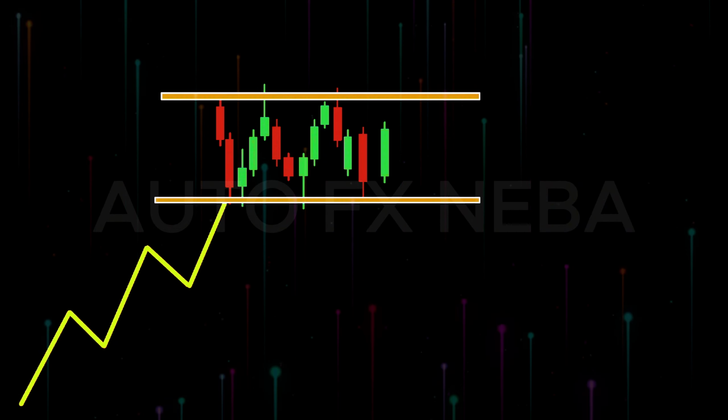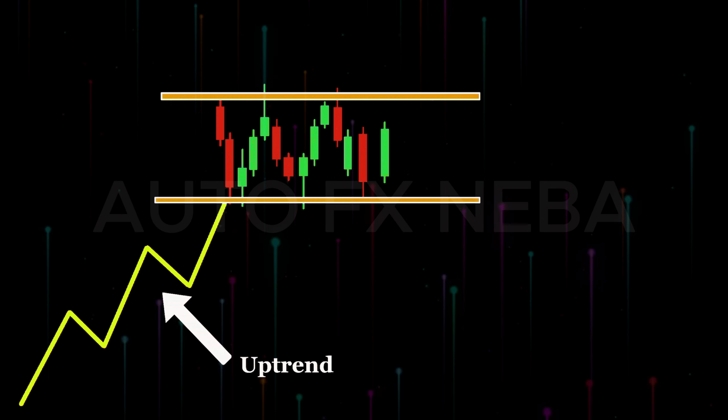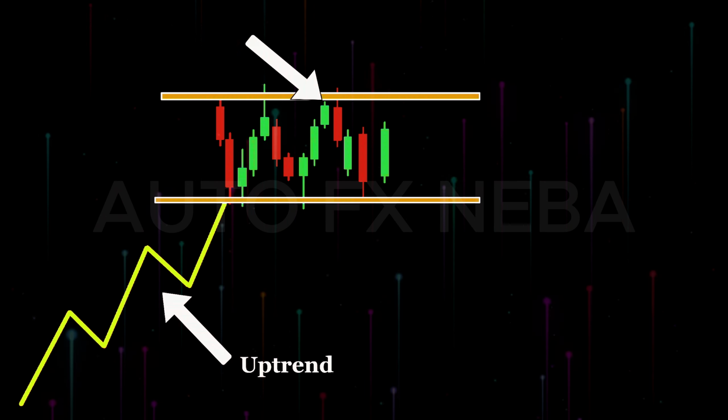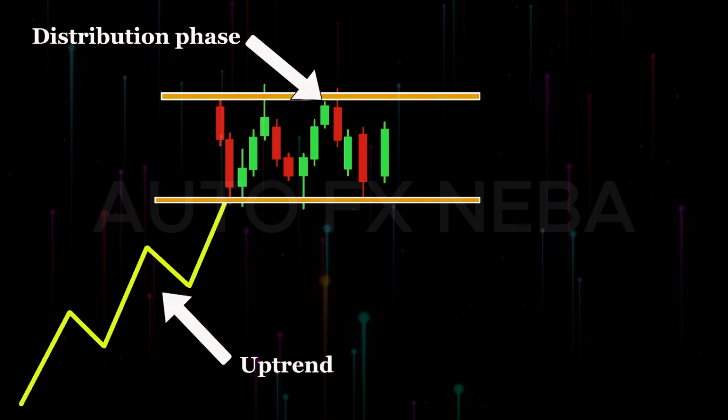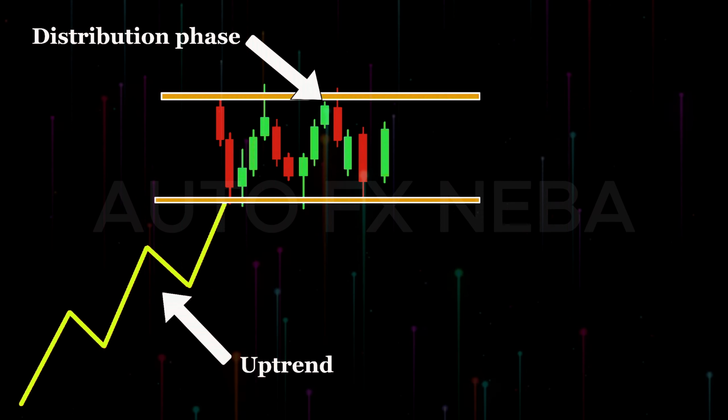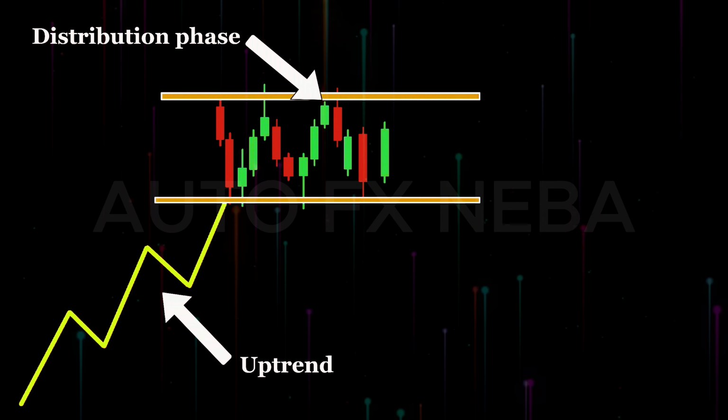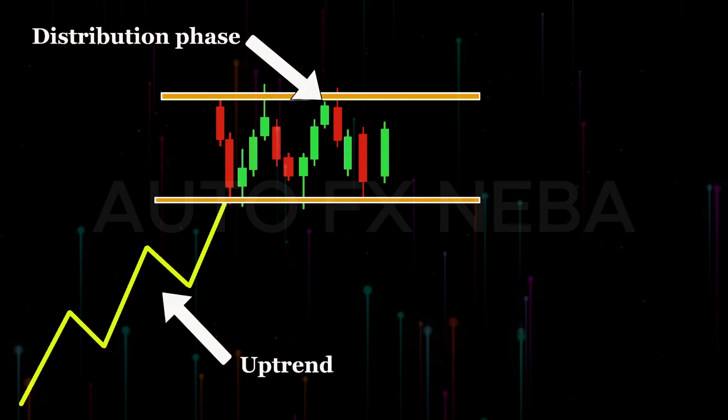When the market is in an uptrend, smart money will eventually begin taking profits. This leads to a distribution phase, where price starts moving sideways in a tight range. Here's how to trade it. First, wait for a clear range to form. This signals that institutions are offloading their positions.